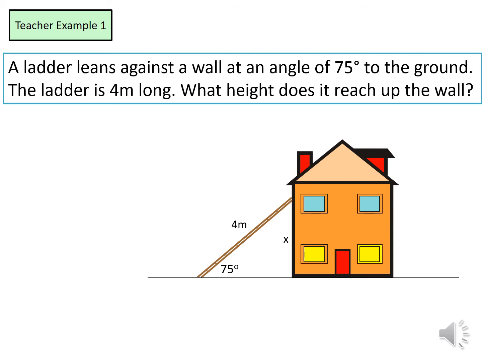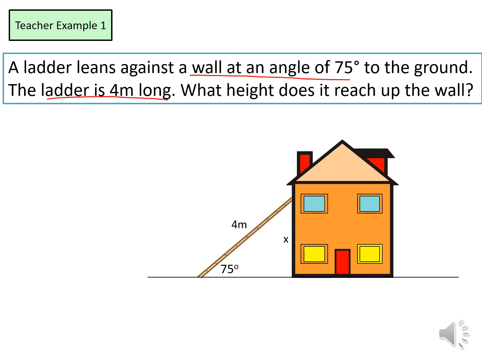You need to highlight the key information, because sometimes in an exam all that will be given to you is just the question, no sketches, so you will therefore need to sketch it. So we need to highlight the key information. We know that the ladder leans against a wall at an angle of 75 degrees. The ladder is 4 meters long.